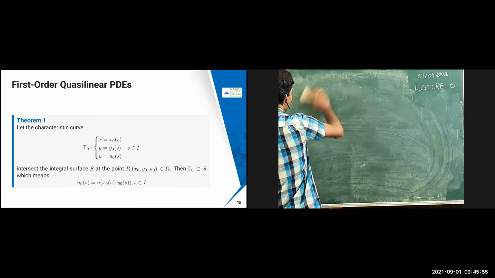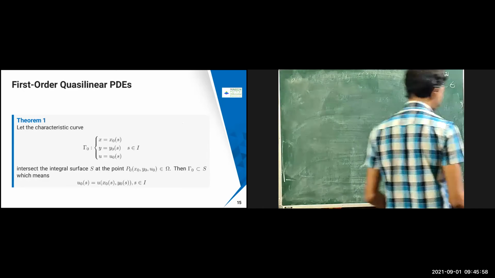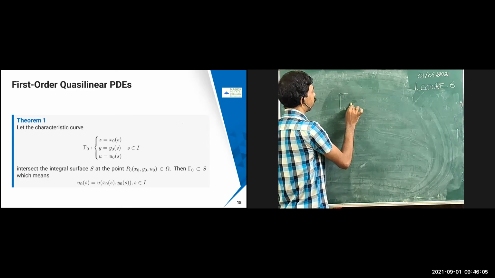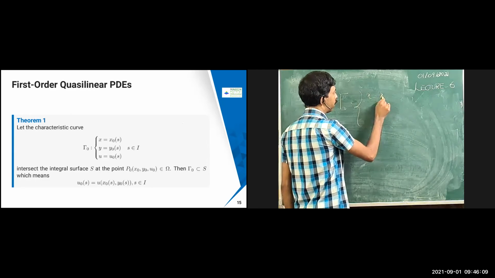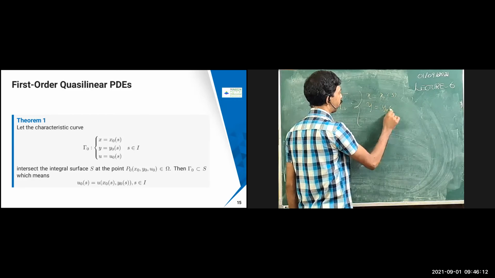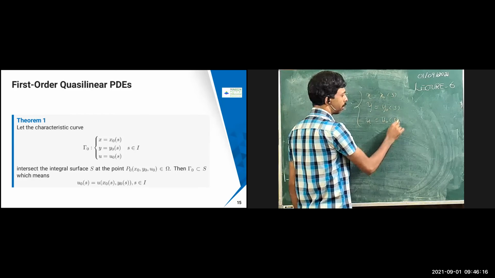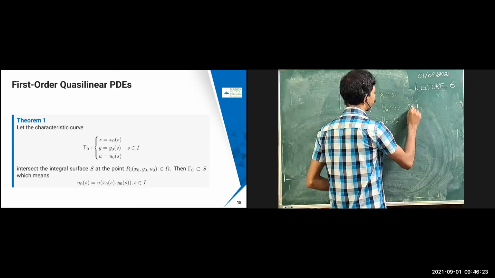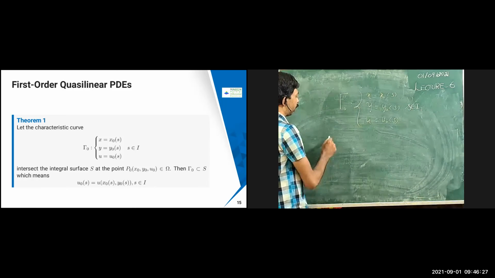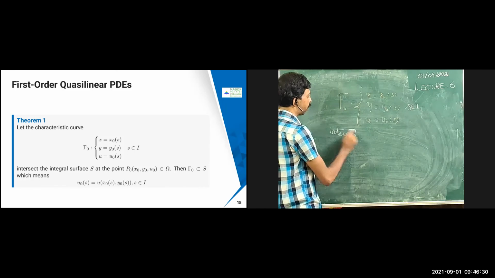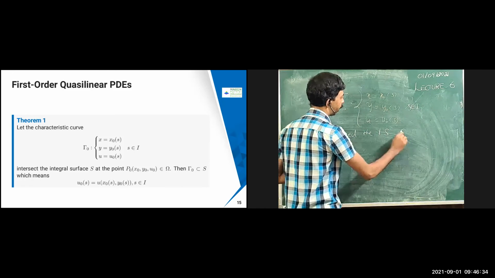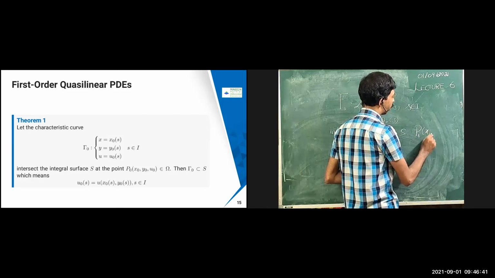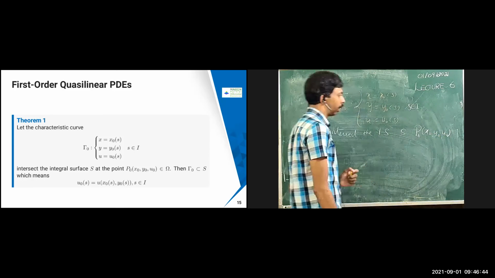Now let us come to the theorem. I'll state the theorem. Suppose using this method you obtained a characteristic curve gamma naught, which is x equal to x naught of s, y equal to y naught of s, u equal to u naught of s, where s belongs to I. And this intersects the integral surface at the point P naught of x naught comma y naught comma u naught, which belongs to omega.